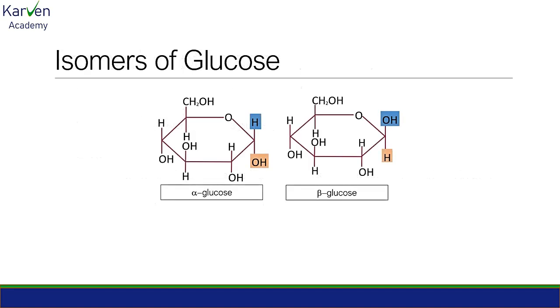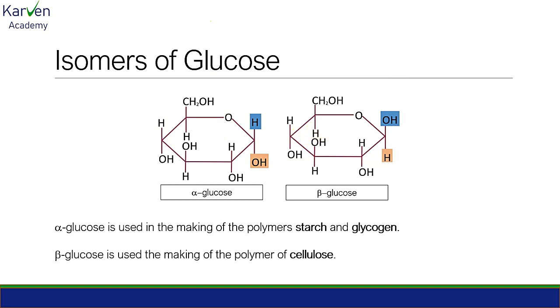So isomers of glucose. Isomers mean they have the same formula, so C6H12O6, but the structural arrangement is slightly different. As you see in the alpha glucose, the hydrogen groups on carbon 1 and carbon 4 are on the same side, whereas for the beta glucose, it's inverted, so the glycosidic bonds on beta glucose are inverted. And alpha glucose is used to make the polymers such as starch and glycogen, whereas beta glucose is used to make the polymer cellulose.